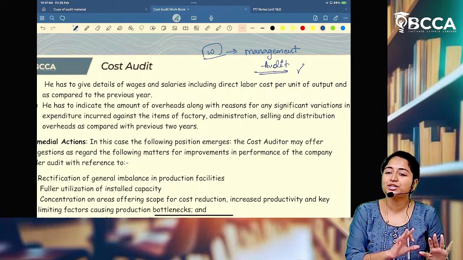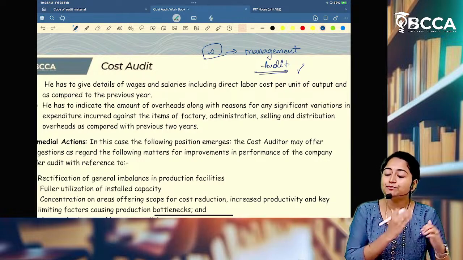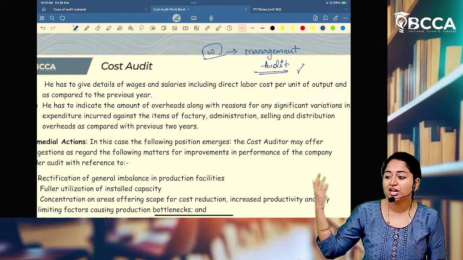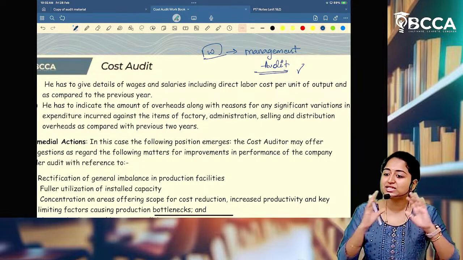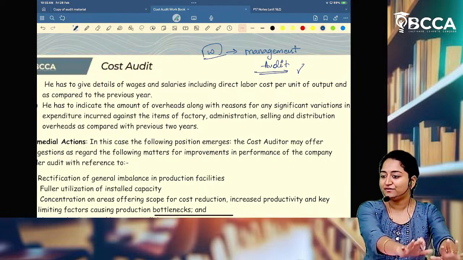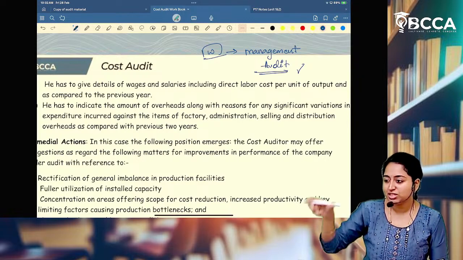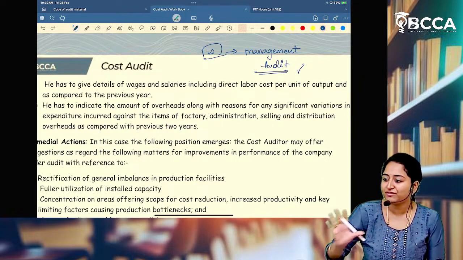Now, if management is taking the suggestions and improving, then the cost audit report will be different. Whatever suggestions I have given, they have followed, and they have taken them into the records and statements. So, this is my cost audit report: everything is true and fair with the company.